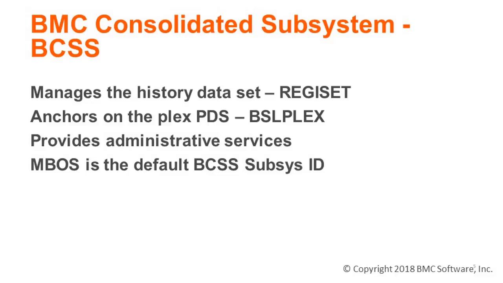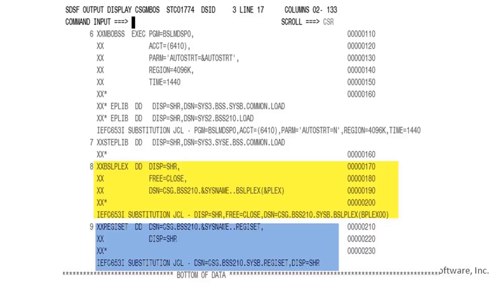The BCSS provides important administrative services to the product. 2 of the most visible are, first, the management of the history dataset. The regiset DD statement refers to this dataset. Second, the BLS plex DD points to the plex PDS, which contains the rules that dictate how the product will function. The BLS plex dataset is the same dataset you'll manipulate in the ISPF panel. It contains all the members that control the function of the product. The regiset is the repository that contains much of the activity-related history used by the product to optimize jobs.